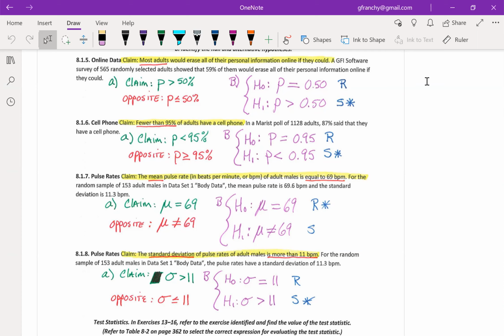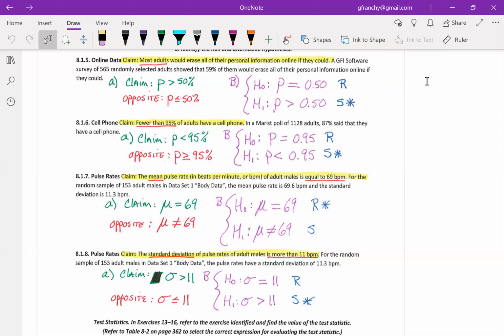So here, they didn't say mean, they didn't say standard deviation. If you think about the variable, it's categorical. All that's pointing to a proportion. Fewer than 95% is less than 95%. The opposite or negation of that is P is greater than or equal to 95%.